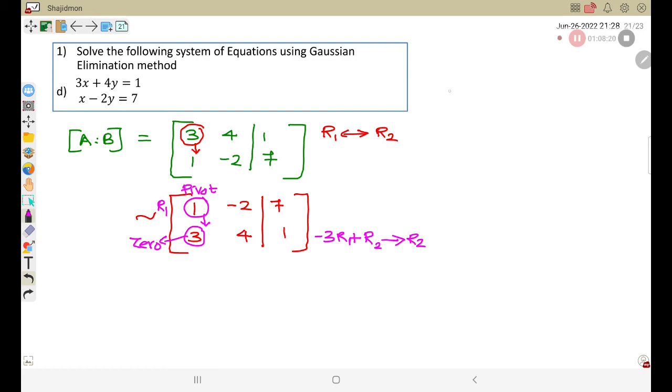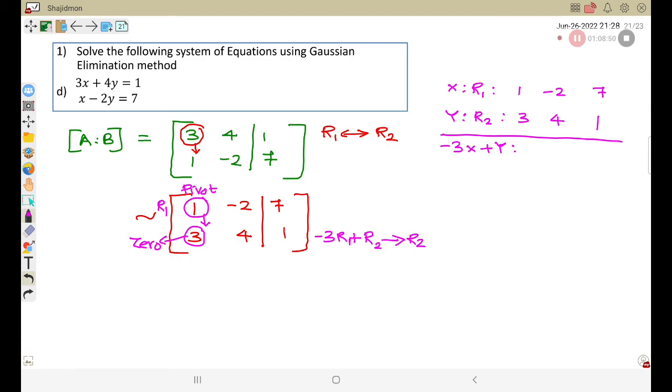Minus 3x plus y. So x means the first row. What is the first row? 1, minus 2, 7. Y means the second row. What is the second row? 3, 4, 1. Now minus 3x plus y, correct? You can use the calculator. Minus 3 alpha x plus alpha y.